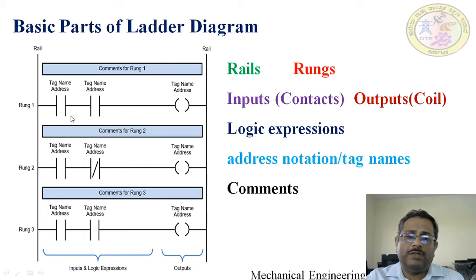There are two types of contacts we will see later, and this is an output. This can be represented by using a coil, and we use a logical expression to solve the problem. And these inputs and outputs, that is contacts and coil, will be addressed by using address notations and tag names. And finally the last part is comments. These comments are put on each rung to understand it.